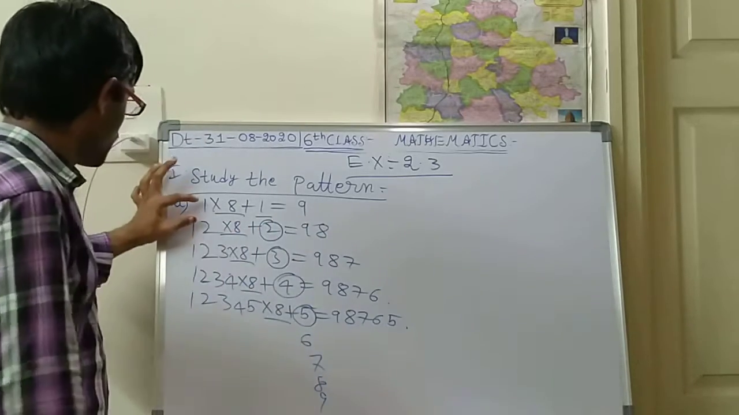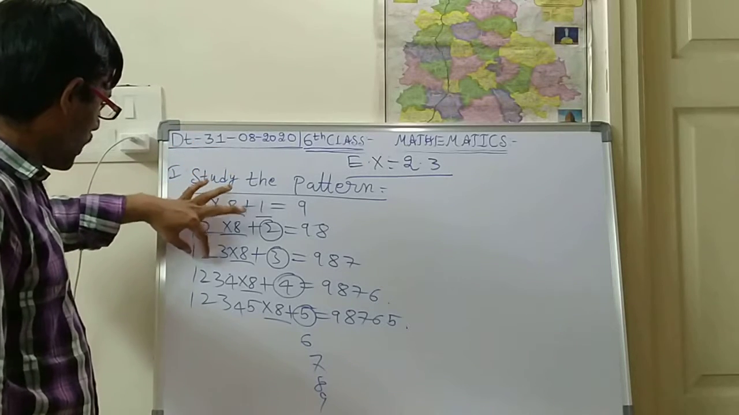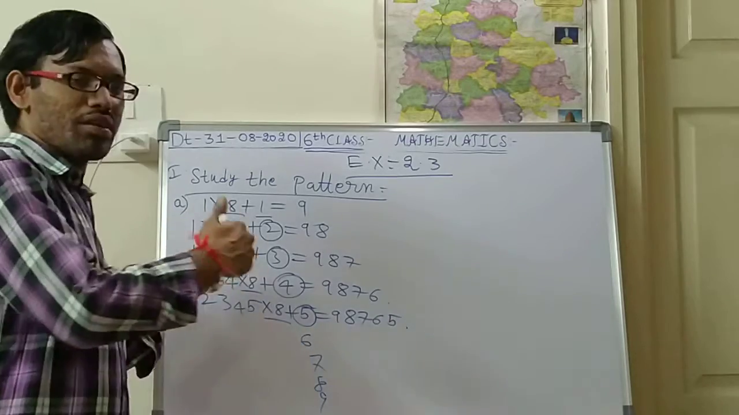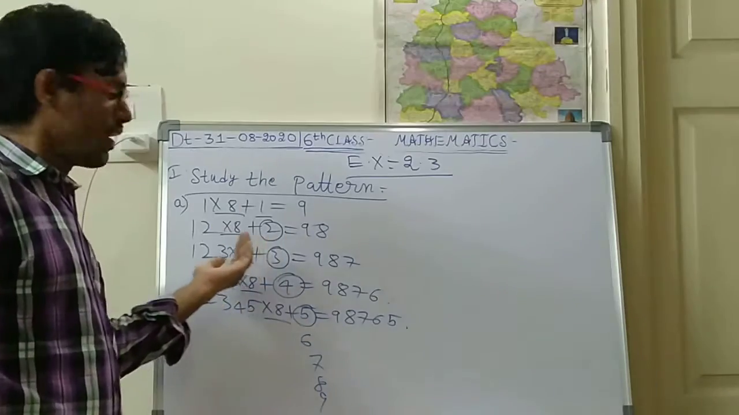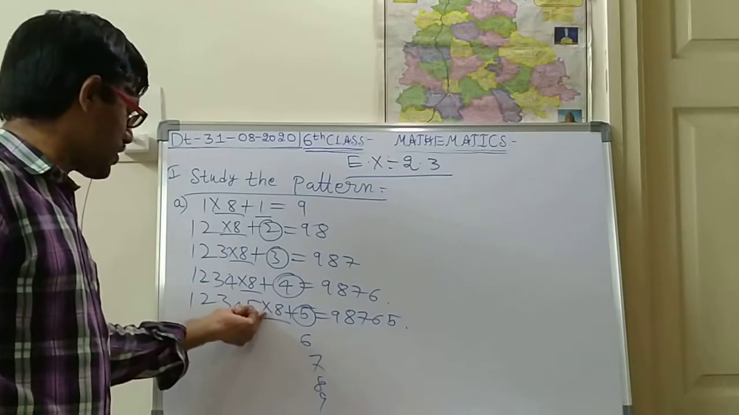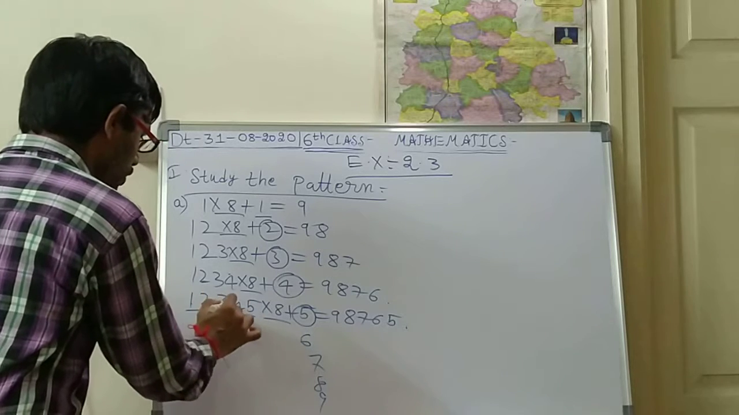Okay. So next, see the first numbers: 1, 1, 2, 1, 2, 3, 1, 2, 3, 4, 1, 2, 3, 4, 5. That means the natural numbers are increasing. Each number is taking one extra whole number in every step. So here up to 5 is there: 1, 2, 3, 4, 5.